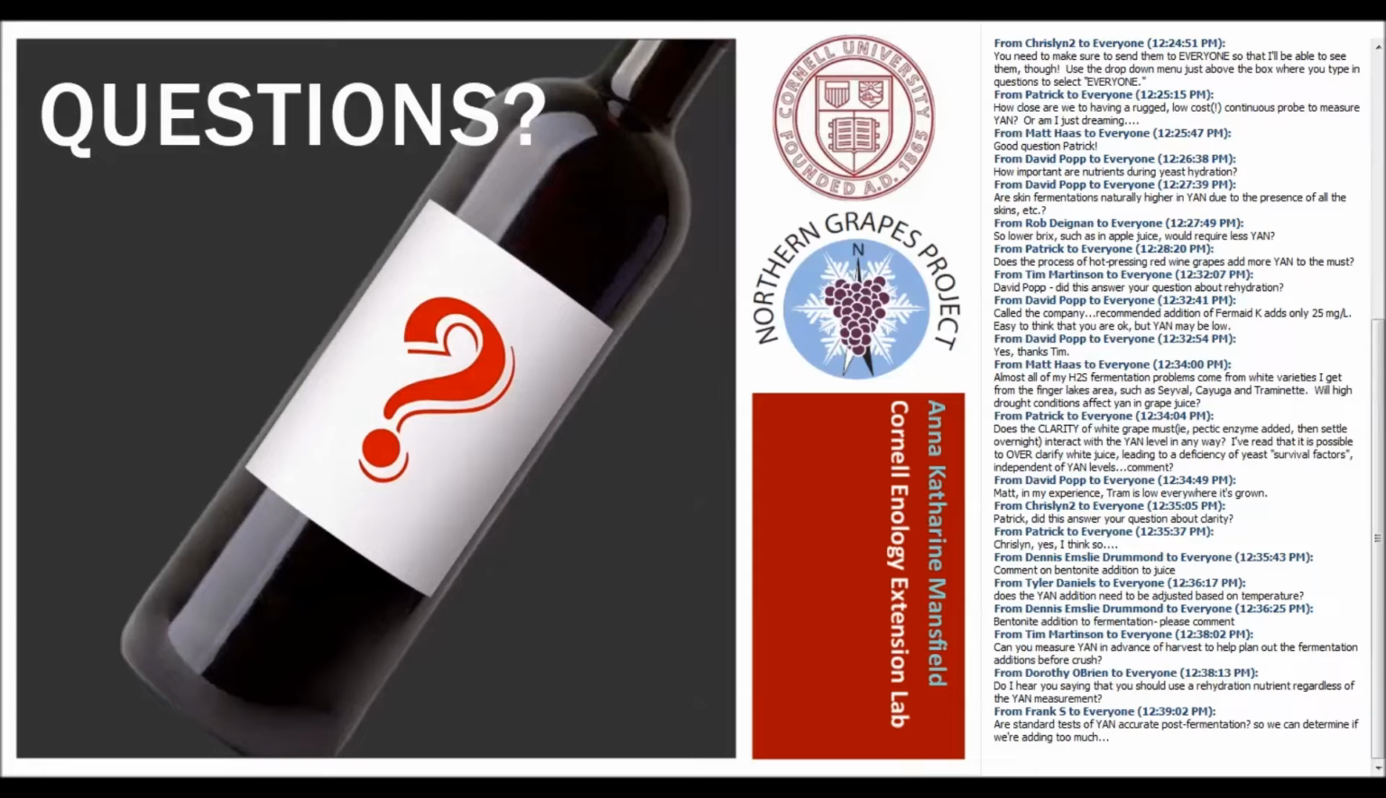Dennis asked, comment on bentonite addition to juice. The short comment to that is, why would you do it? You are really risking pulling out a lot more good stuff than bad stuff. So unless you really have a problem, like you've got a lot of rot or something like that, bentonizing juice is usually not recommended. If you have specific questions about that, drop me an email and I can give you some information.